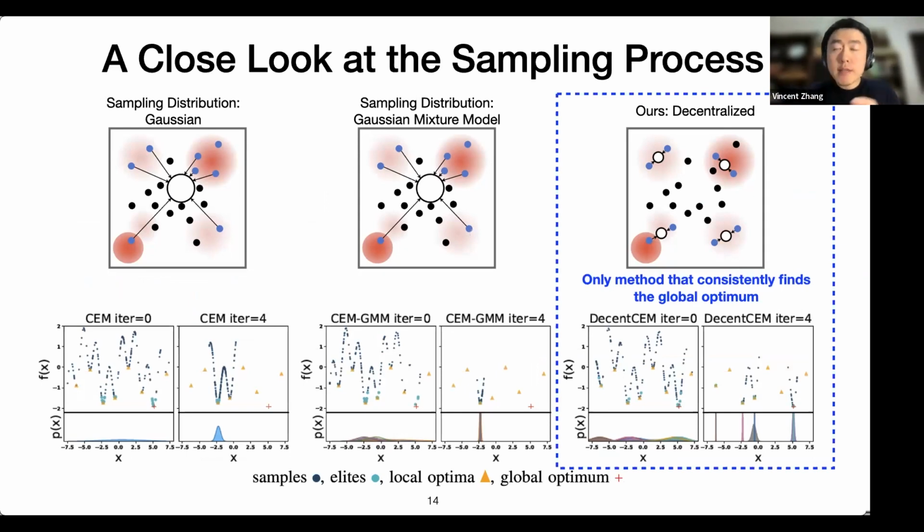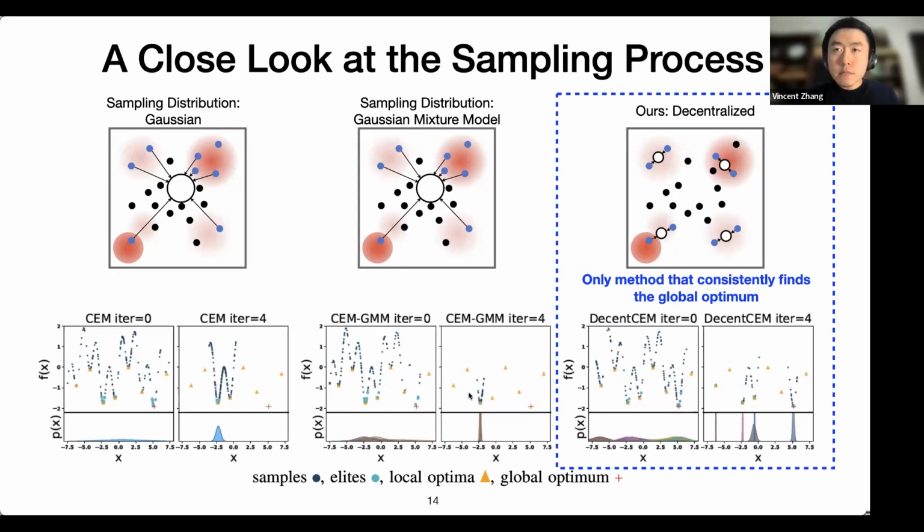So we can take a closer look at the sampling process. On the left, we can see that we're taking samples and we're showing the density of this sampling distribution. And not surprisingly, the CEM with a single Gaussian got stuck because it only has one Gaussian distribution there. Somewhat surprisingly, even if you make it multiple Gaussians, it does not work.